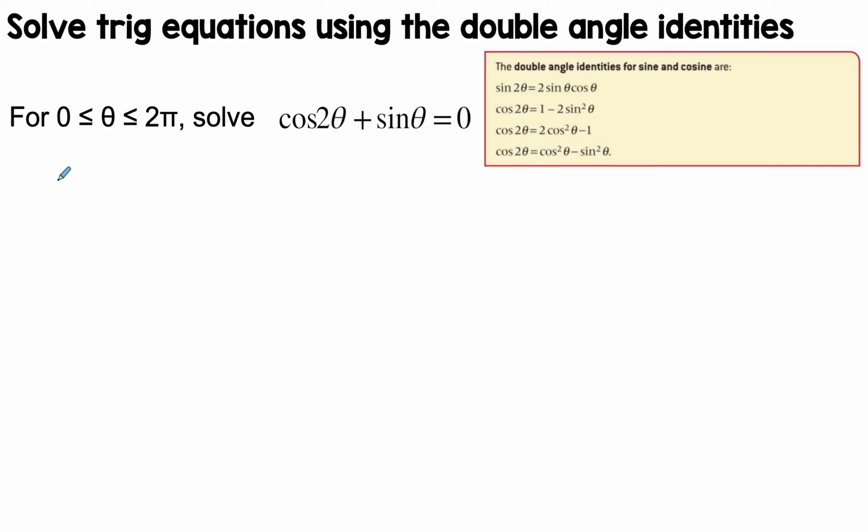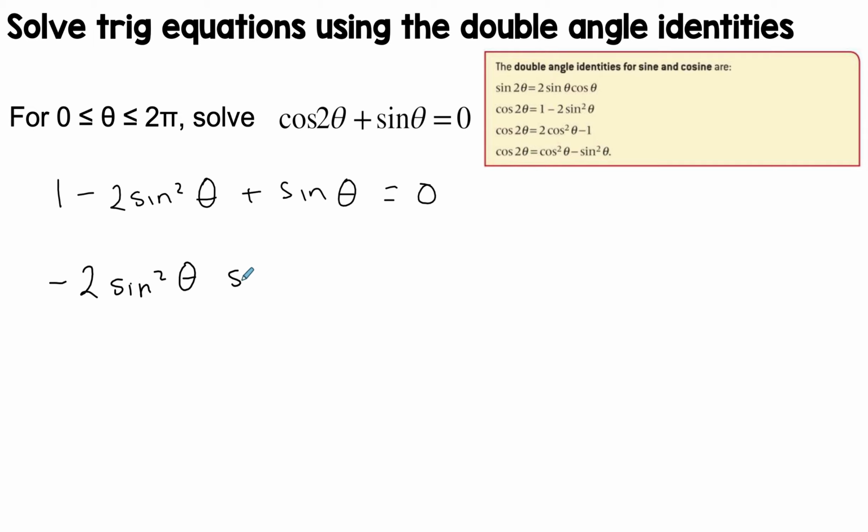So I'll replace it with that. So I have 1 minus 2 sine squared theta plus sine theta equals 0. By doing that, hopefully you have now been able to notice this is a quadratic expression in terms of sine. You can move everything to the other side if you want to make this positive, but you can actually solve this without a calculator.